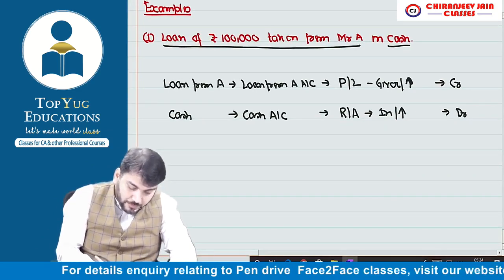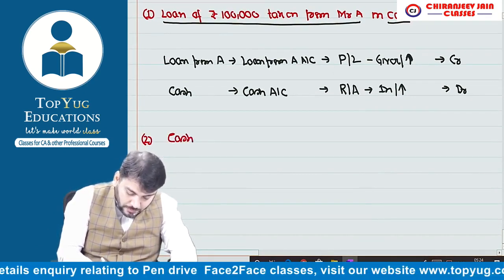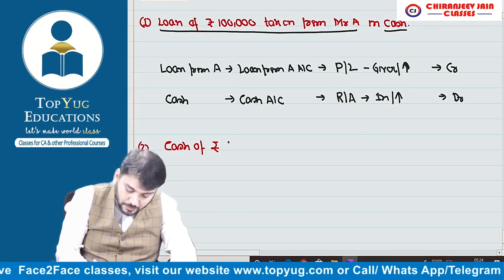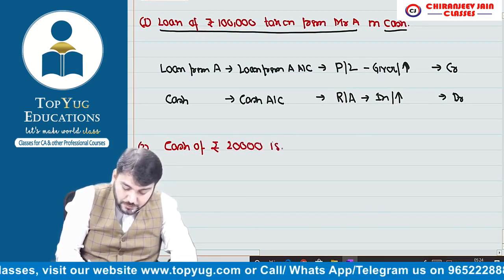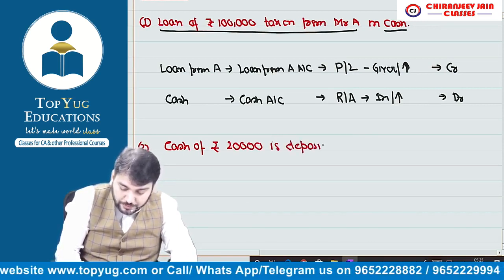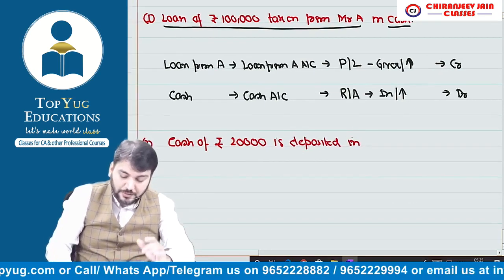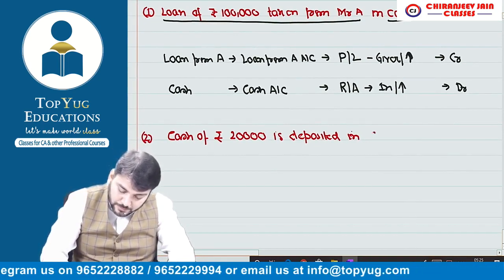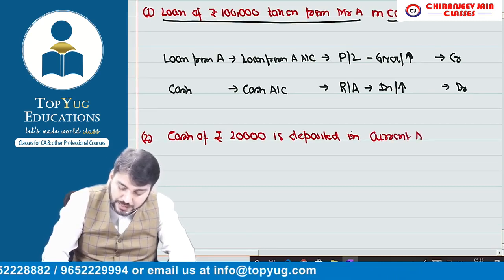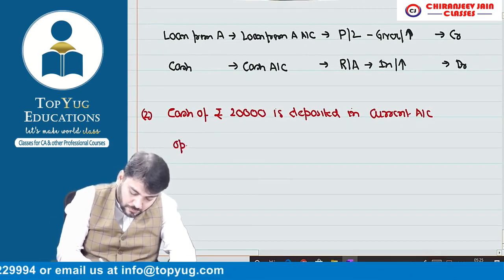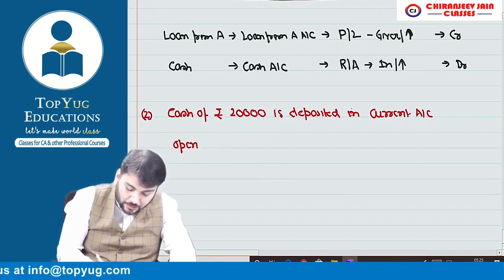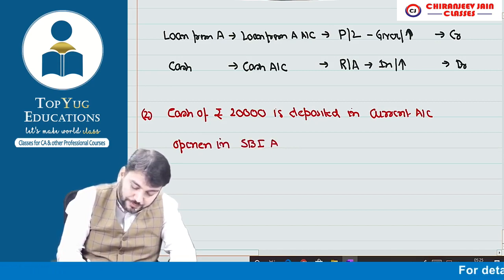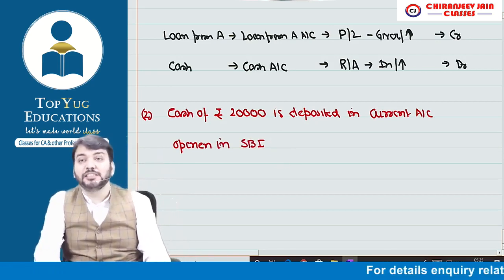Second example: cash of rupees 20,000 is deposited in current account opened in State Bank of India. Current account opened in State Bank of India.